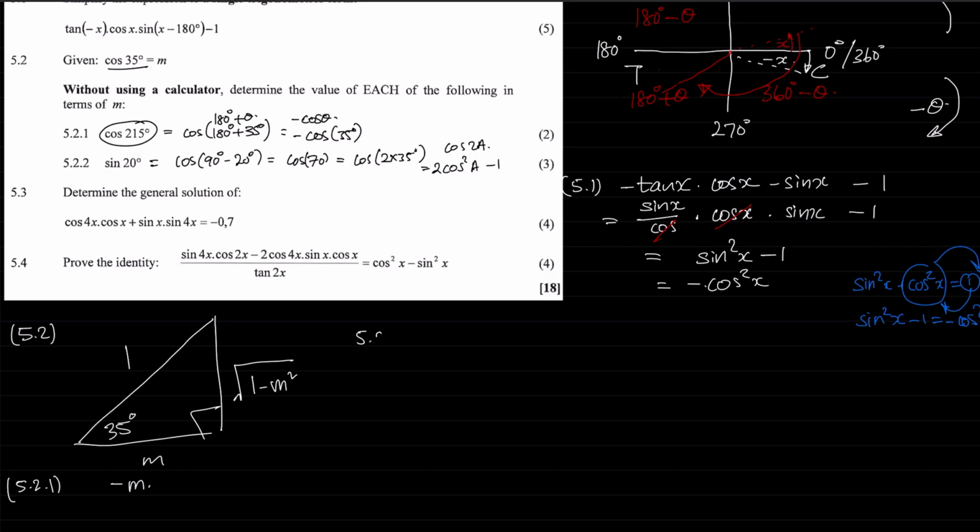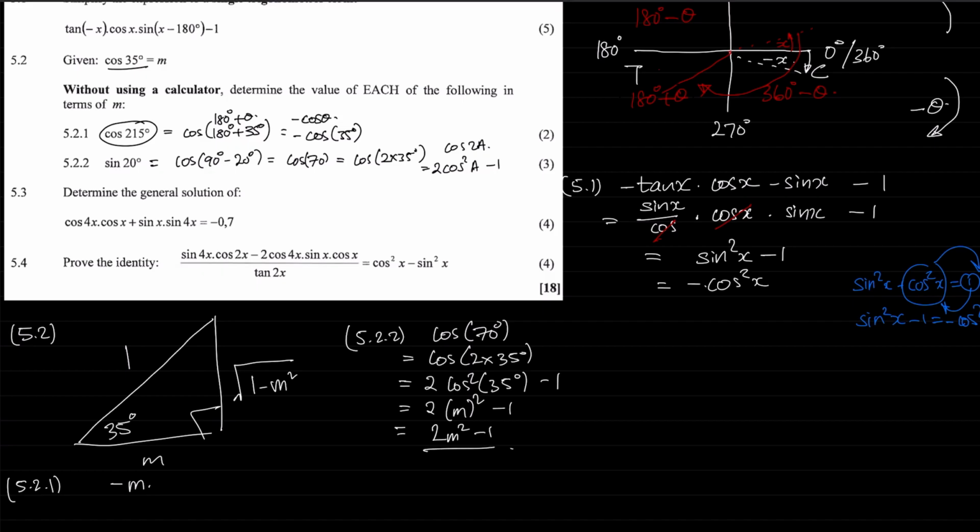So 5.2.2, we said that it's going to be cos of 70 degrees. And then cos of 70 is the same as cos of 2 times 35. Now we're going to use that double angle identity. We're going to have it as 2 cos squared 35 minus 1. Now we know what cos 35 is. Cos 35 is m. So it's going to be 2 times m squared minus 1. Let's expand that: 2m squared minus 1. And that's our answer.